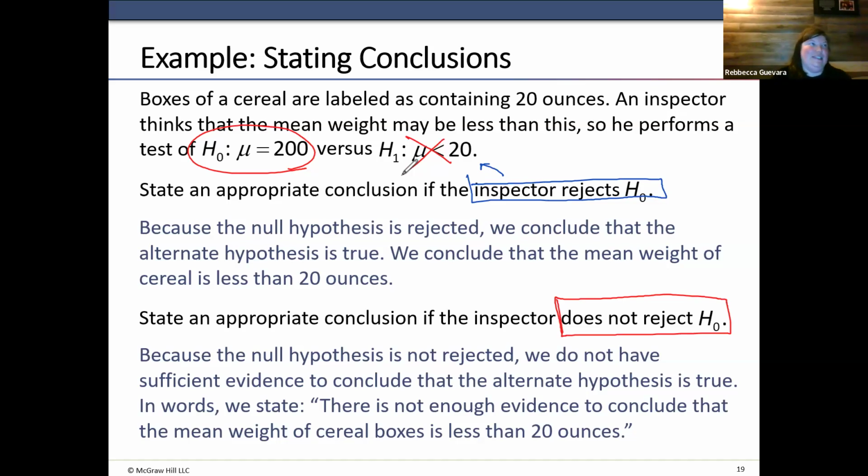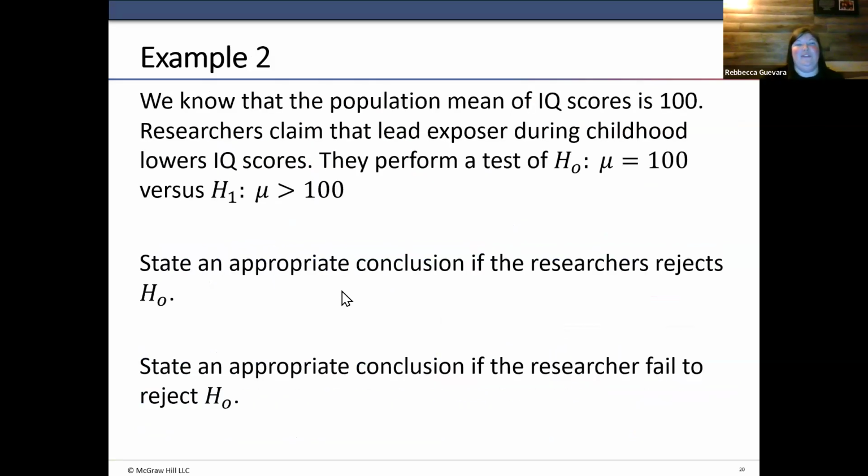However, we can't say that he's totally innocent. We just go, he could be innocent. The same thing here: because the null hypothesis is not rejected, we do not have sufficient evidence to claim the alternative hypothesis is true. I can't claim the inspector's claim. He could be wrong. I don't really know, but I can't say he's true. In other words, there's not enough evidence to conclude that the mean weight of cereal boxes is less than 20 ounces. That's all I can say. I can't say it is 20 ounces. I can just say I don't have evidence to say it's less than. Like I said, it's very picky on the wording because of what we're figuring out when we're figuring out probabilities.